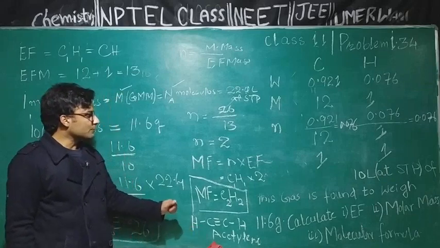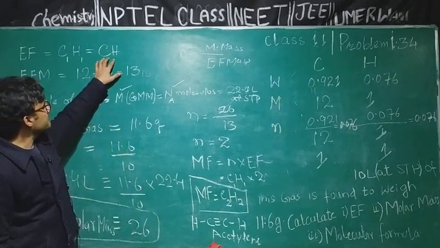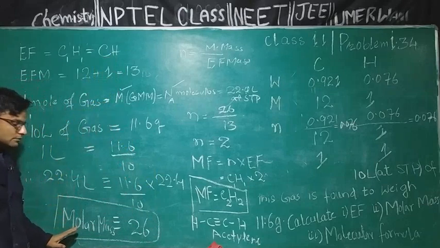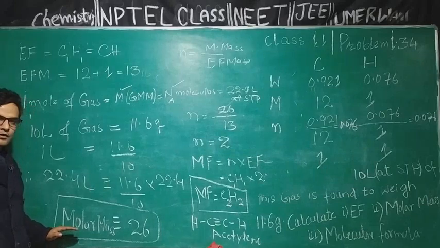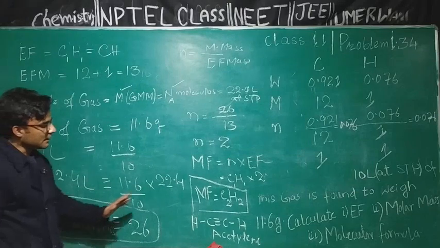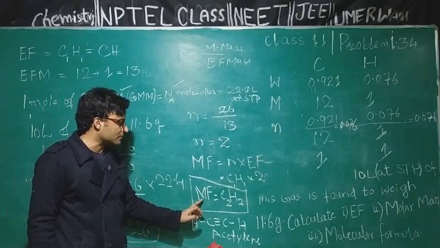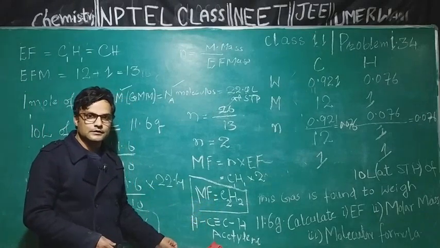This way we could first determine the empirical formula of this hydrocarbon gas, then we could calculate the mass of its 1 mole, I mean the molar mass, applying the Avogadro principle, and at last I determined its molecular formula C2H2 and identified that it is none other than acetylene gas.